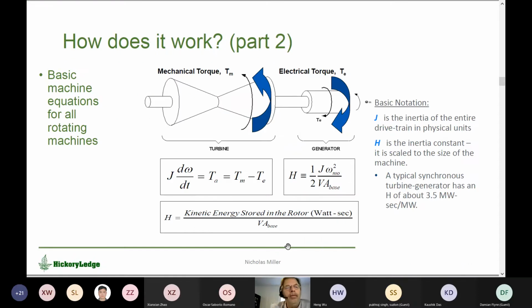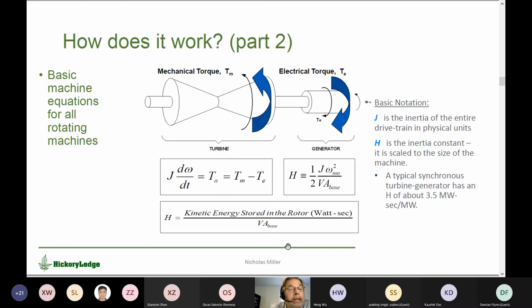So these are what you should have learned in undergraduate school, right? We got the inertia torque equations. So the mechanical torque is trying to speed up the wind turbine, and the electrical torque is trying to slow it down. And when those are in balance, the machine is at steady state. When there is a difference between the mechanical torque in and the electrical torque out, that is accelerating torque. The rate at which the machine accelerates is a function of its inertia.